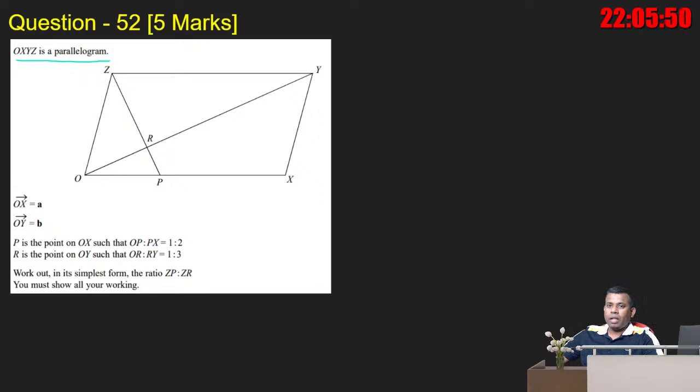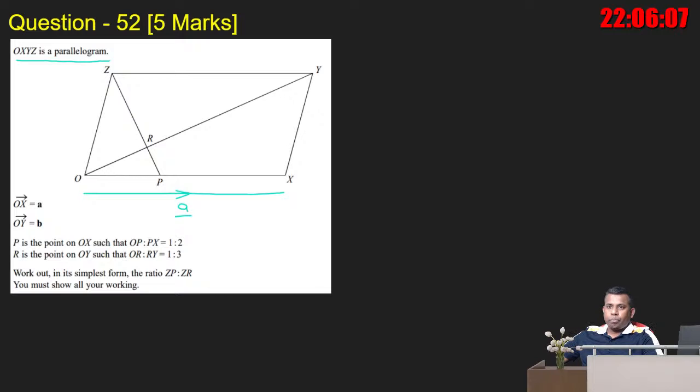OXYZ is a parallelogram. OX is A. Where is the OX? OX means the full length, which is A. OY, which is the full length there, is B.